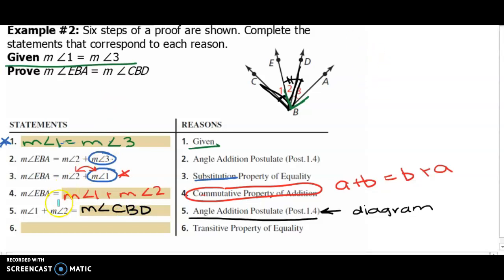Now once again, we have measure of angle 1 plus measure of angle 2. Two things that are equal to the same thing are equal to each other. Well, both measure of angle EBA and measure of angle CBD are equal to angle 1 plus angle 2. So that would be the transitive property of equality.